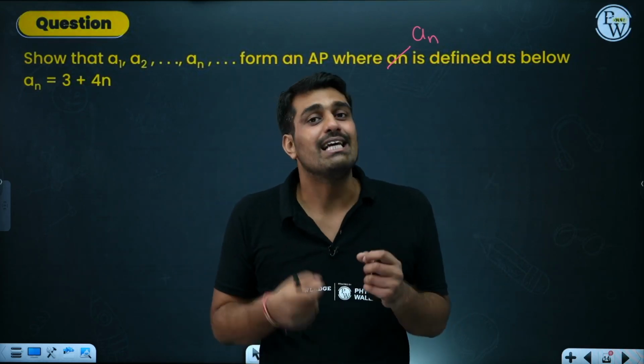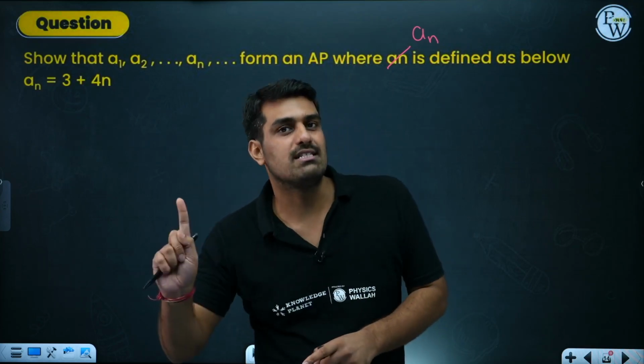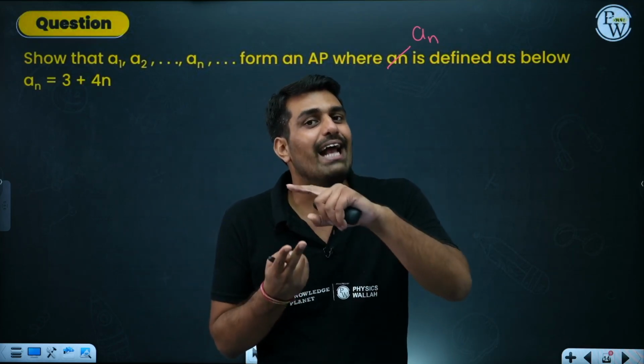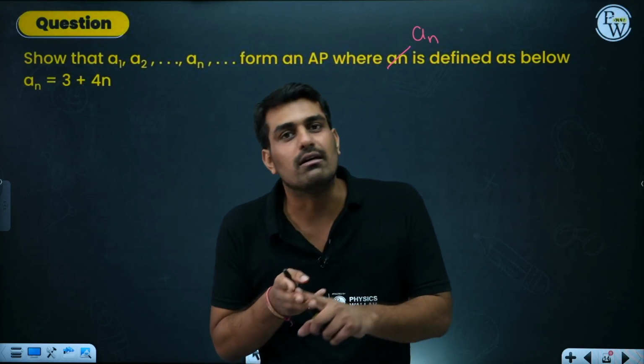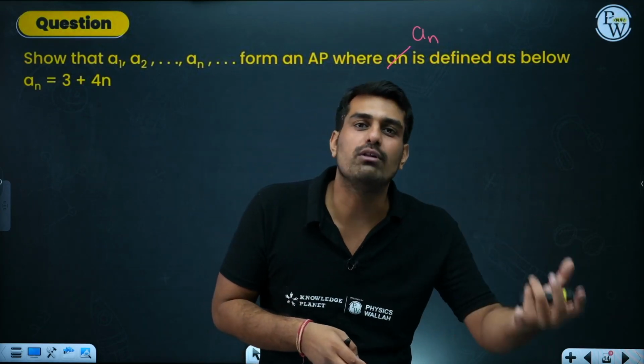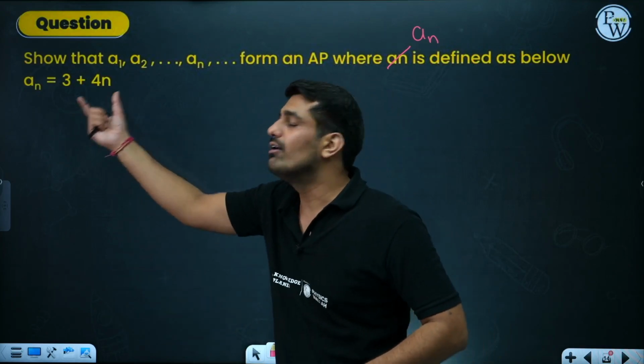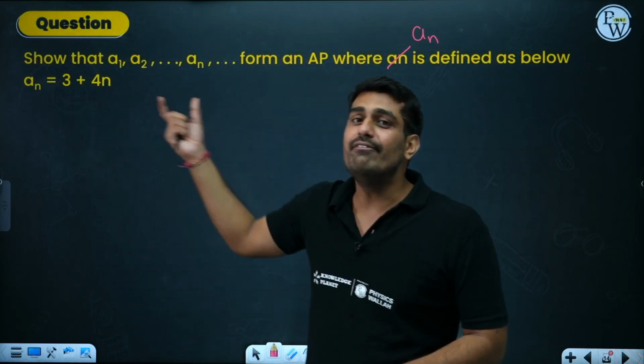What will happen with this? When you put the value of n as 1, this will be your first term. When you put the value of n as 2, this will be your second term. When you put n as 3, that will be your third term. Then n as 4, the fourth term. And that is how you can check whether this general term is giving you an AP or not.